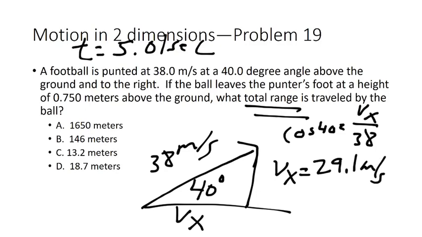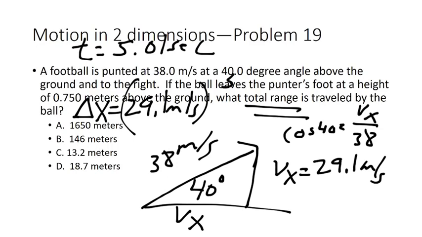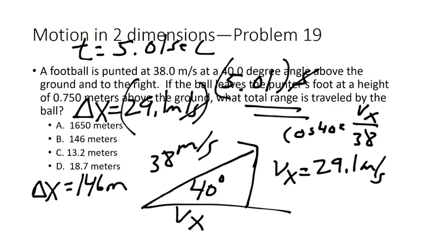So this is a constant velocity. To calculate our range, our horizontal displacement, we're going to say delta x equals our horizontal velocity, 29.1, times our time, the total time in the air, which in this case is 5.01 seconds. We're going to calculate that out, 29.1 times 5.01, and we end up with a delta x of 146 meters. So our correct answer on problem 19 is answer B, 146 meters.